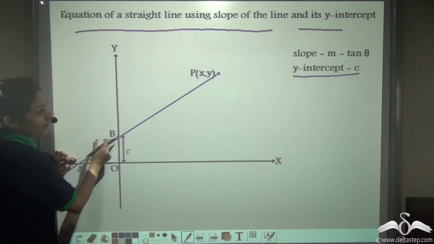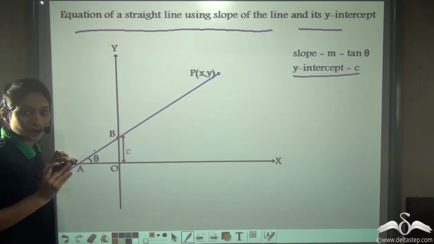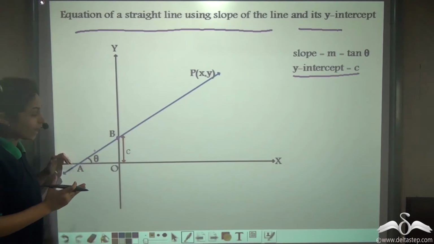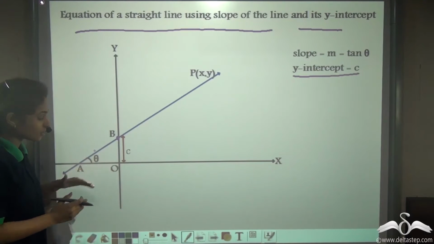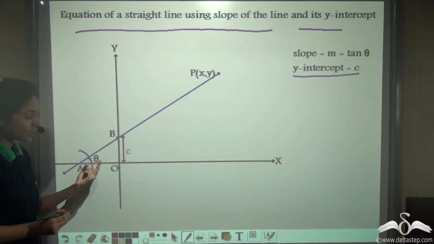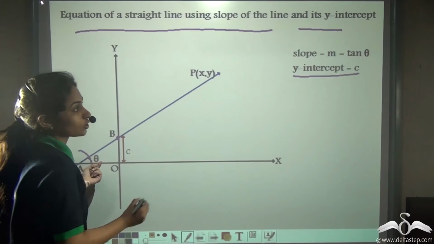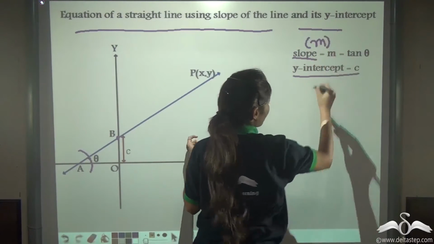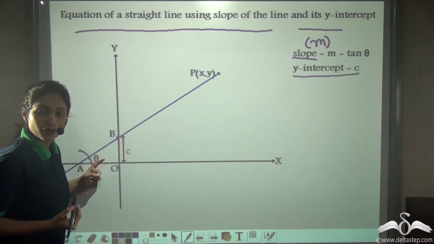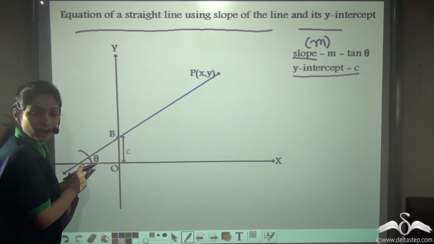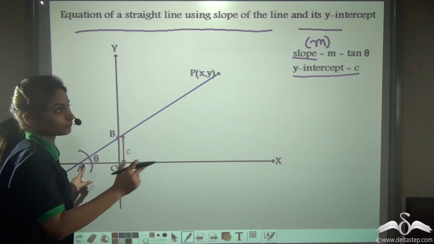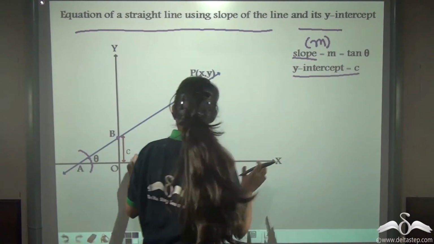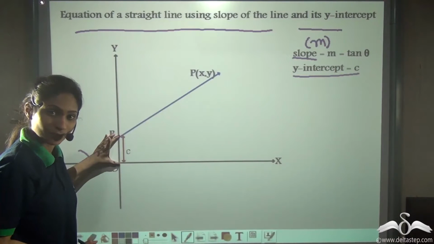Now this line should have an angle of inclination also. You know that whenever we draw a line on the graph, it has some angle of inclination with the x-axis. So this angle of inclination is named as theta. So the slope, or you say M, how do we find out the slope when we have the angle of inclination? Tan theta. So here we have slope is equal to tan theta and y-intercept is this C, right?